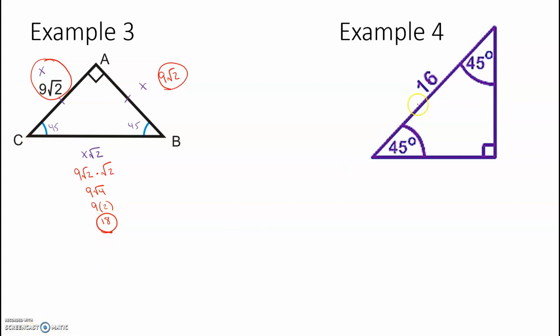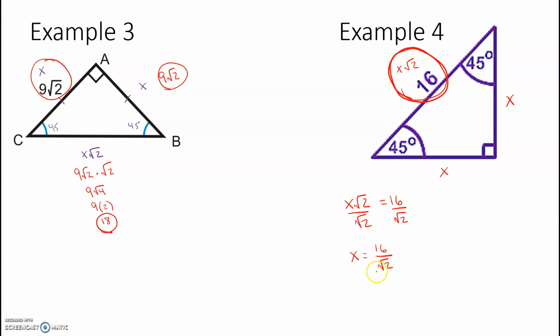Going hand in hand with this problem is the next one, and this is probably like a worst case scenario. You see the 45, 45, so we're going to mark our formula, x, x, x root 2. And we look at our equation. Unfortunately, they did not give us x. So they gave us x root 2 is equal to 16. And we've got to solve. So let's divide both sides by the square root of 2 to get x alone. So we got x equals 16 divided by the square root of 2.